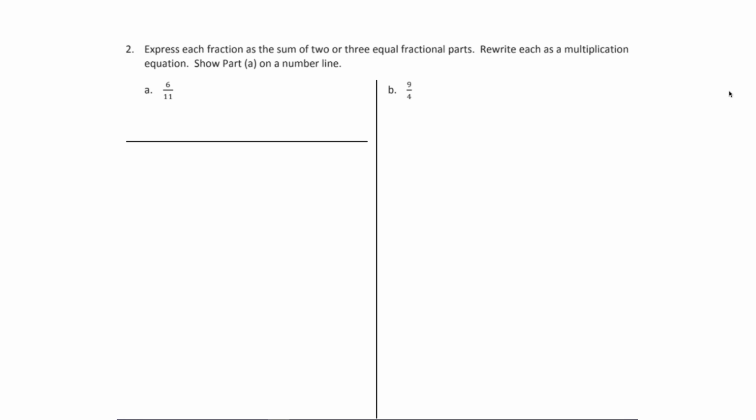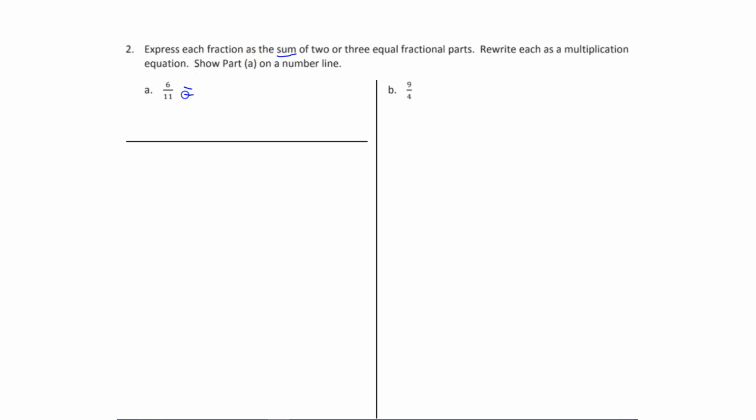So it says express each fraction as a sum of 2 or 3 equal fractional parts. That's important. They have to be equal fractional parts. Then it says rewrite each as a multiplication equation, and then it says show part A on the number line. All right, so let's take a look at this first part. It's 3 parts we have to do for A, and 2 for B, C, and D. So the first thing it asks us to do is to represent this as the sum.